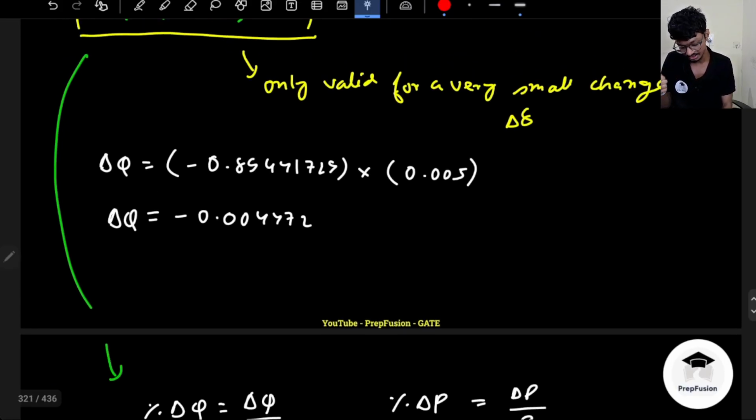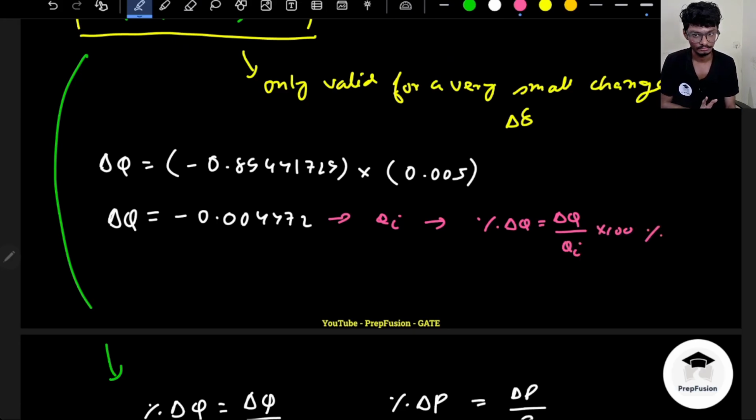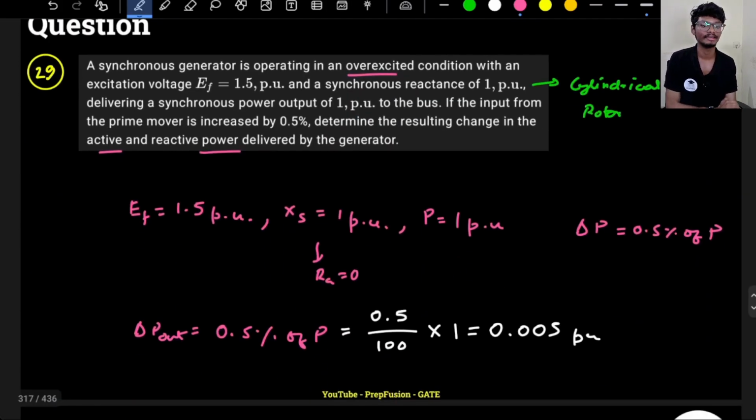If you want to write percentage, first you find out delta q, then you find out q initial, and then your percentage change in delta q will be equal to delta q upon q initial into 100. Then it will be valid. Just be careful regarding this question. This question is actually pretty good. So this was method 2.